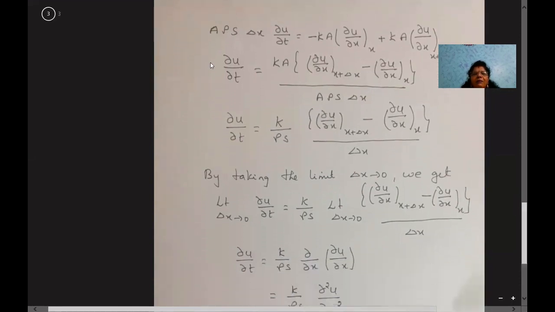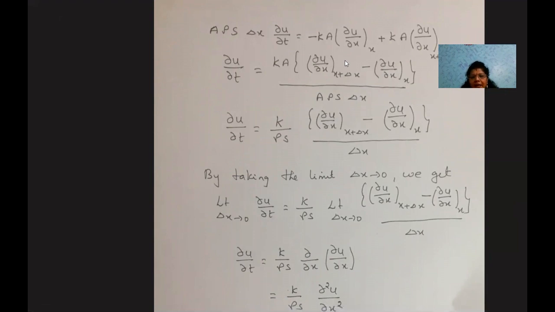Now, from this line, apart from dou U by dou T, whatever other terms we have, I am going to bring everything to the denominator of the right-hand side. So what will you get in the next line? Dou U by dou T is equal to, writing the positive term first and the negative term second, taking the common part Ka outside, Ka into dou U by dou X at X plus delta X minus dou U by dou X at X, divided by A rho S delta X. Now the A in the numerator and the A in the denominator cancel. What will you get? K by rho S of dou U by dou X at X plus delta X minus dou U by dou X at X, divided by delta X.